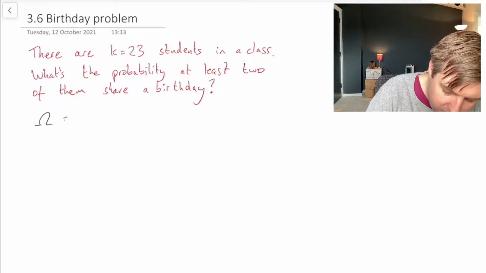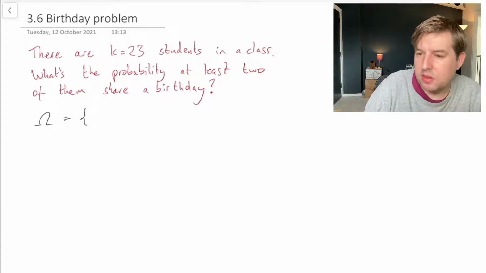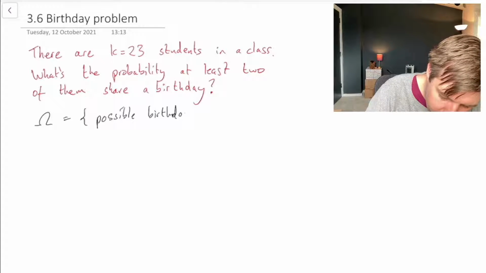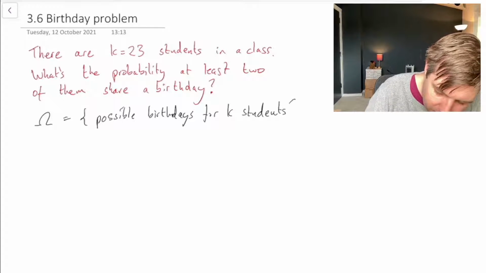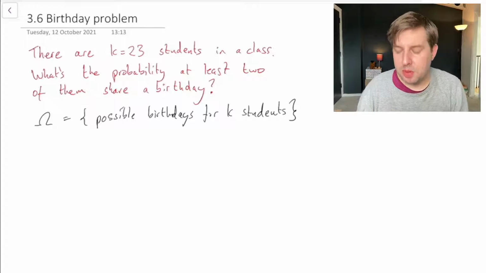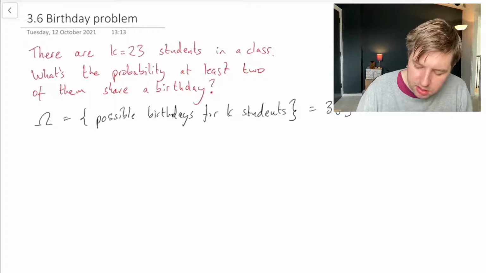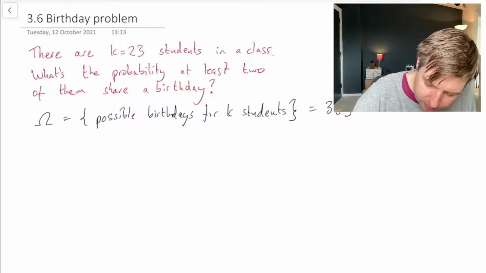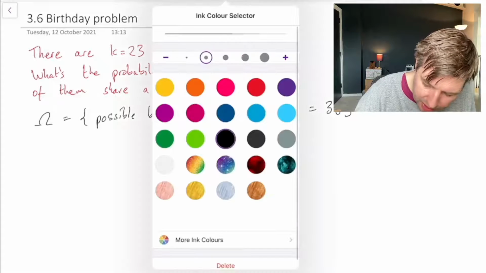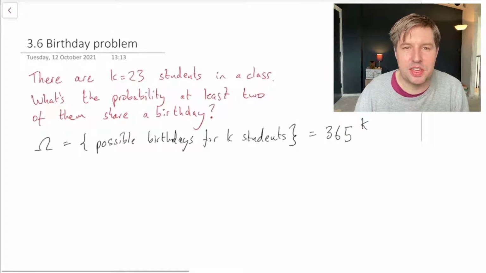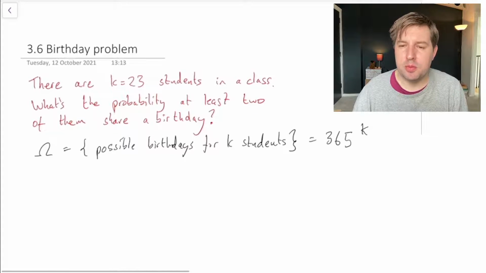Sample space omega is the set of possible birthdays for the k students. And obviously, each student has 365 choices for what their birthday could be. So that's 365 to the k, just the normal k, because it's at least possible that they will share birthdays. So 365 to the k for the set of possible birthdays. I'm going to avoid setting k equals 23 until I have to, if I can. So there are 365 to the k possible birthdays.